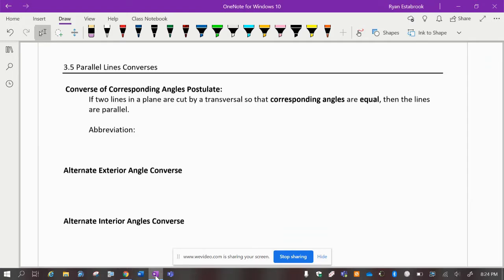We're looking at Honors Geometry Section 3.5 on parallel line converses. The converse is when you switch the order of a conditional statement. Before, we had some postulates about parallel lines. If two lines are parallel, then the corresponding angles are equal to each other.